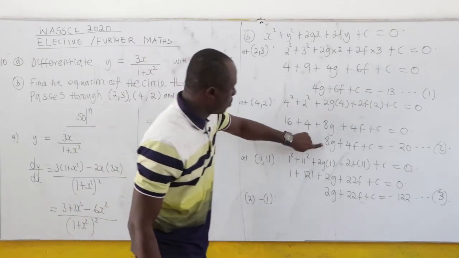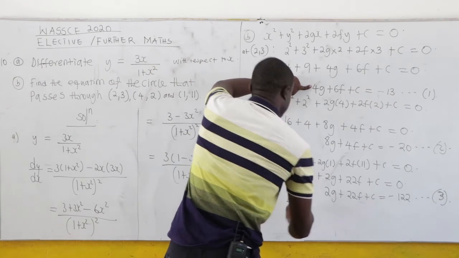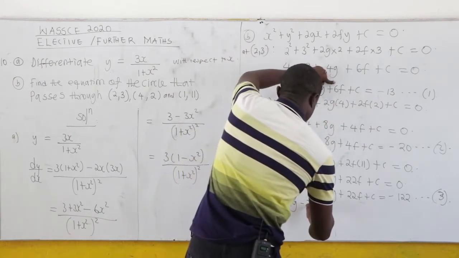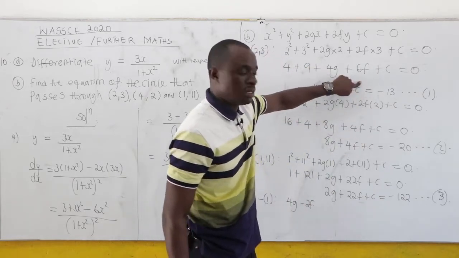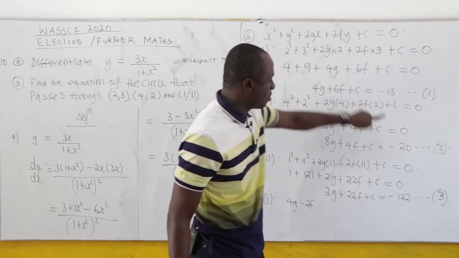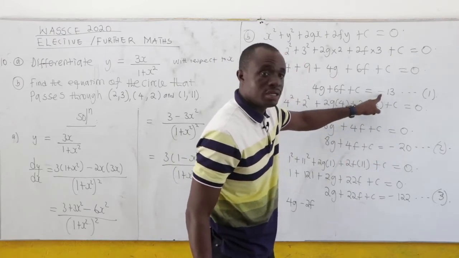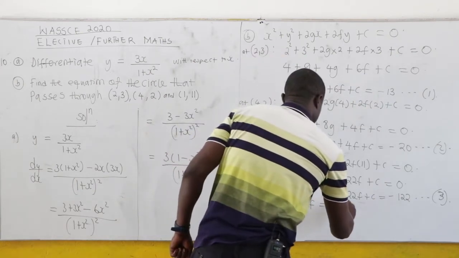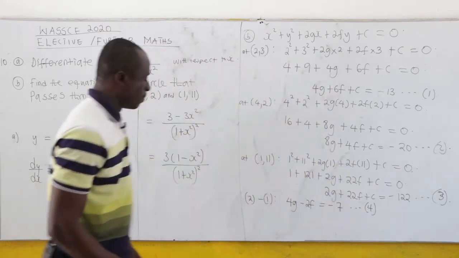Equation 2. So 8g minus 4g, this is just 4g. 4f minus 6f, this will just be negative 2f. Now, c minus c, that is 0. And then here, negative 20 minus negative 13, so that will be negative 7. So 4g minus 2f equal to negative 7. And this will be equation 4.